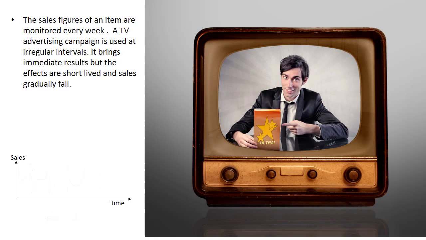The sales figures of an item are monitored every week. A TV advertising campaign is used at irregular intervals. It brings immediate results, but the effects are short-lived and sales gradually fall. So I'm expecting the graph will look something like this. The advertising campaign brings on good sales and then it tapers off. The key thing in the question is that the advertising campaign is used at irregular intervals. So even though there's a pattern of increased sales and then a gradual tapering off, it's not a regular pattern. So this is what we would call a cyclic pattern.